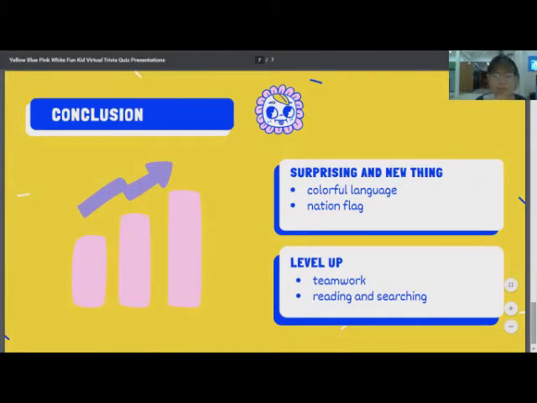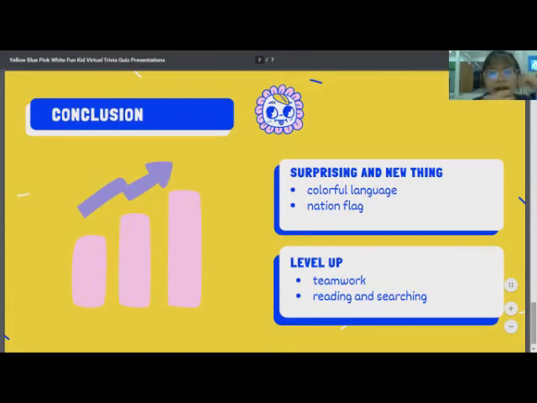For conclusion, the surprising thing for me is the colors in language, because I never knew about it before, like yellow house. And for national flags, I was really surprised by Ukraine, which uses yellow to represent wheat and has a blue sky, the blue color, above the yellow color.